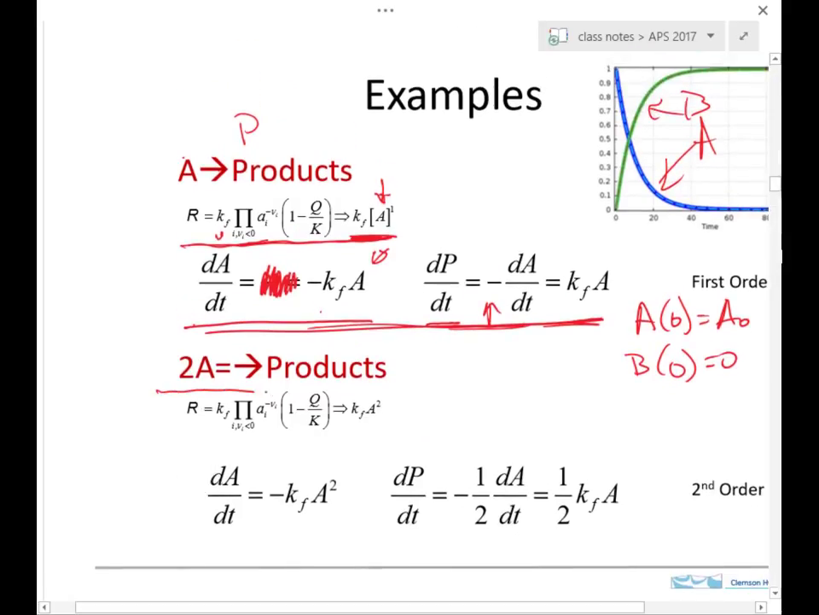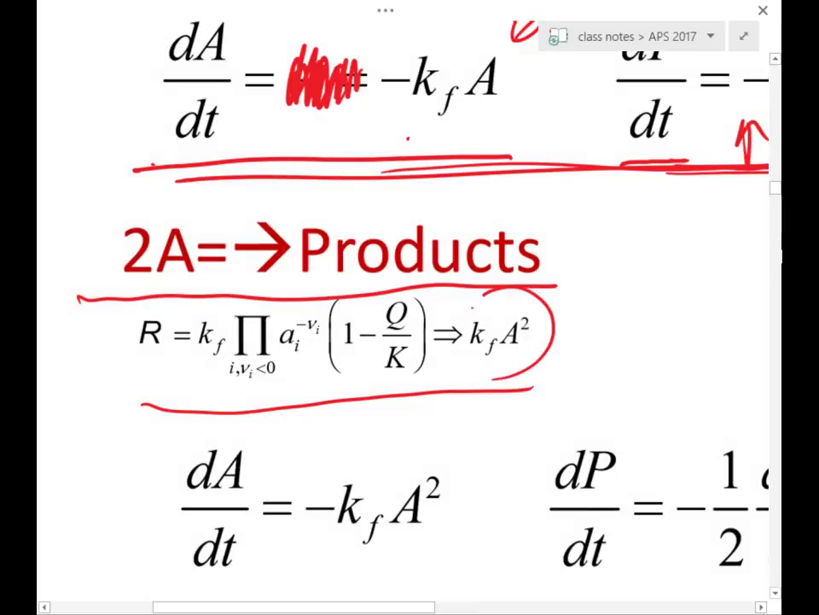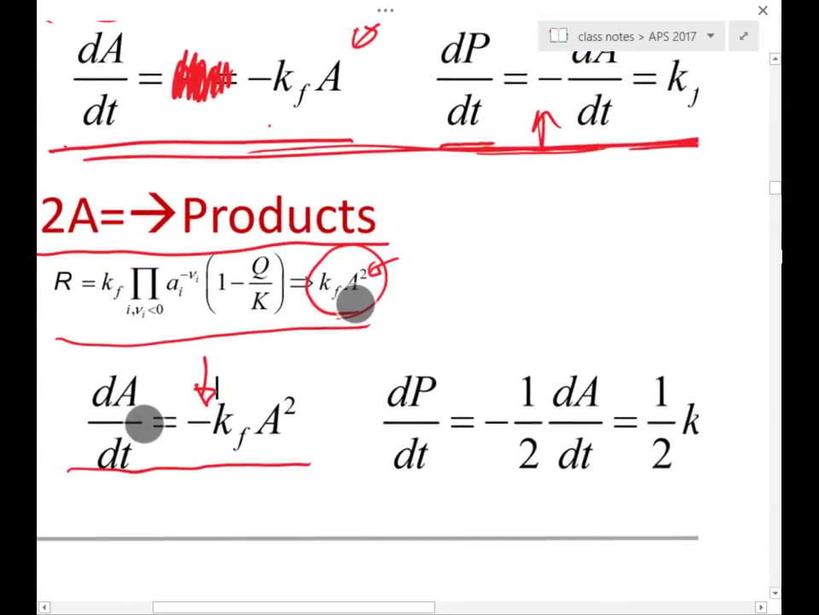Here's another type of reaction where 2 moles of A go to, say, 1 mole of a product. And we use our general equation here, and we get this. The stoichiometry gives us this squared term. And so the reaction rate ends up being proportional to A squared, and we again have that negative term for degradation of A.